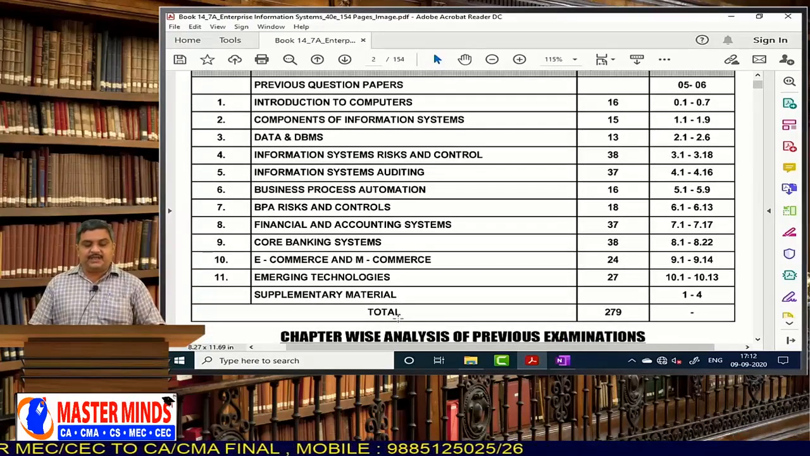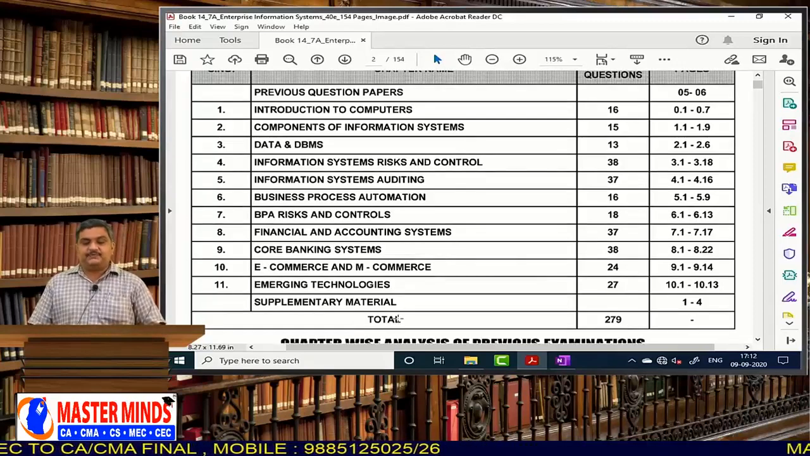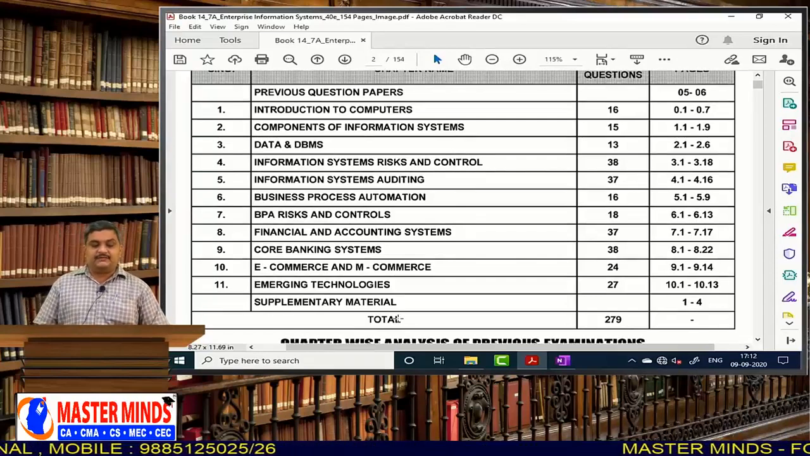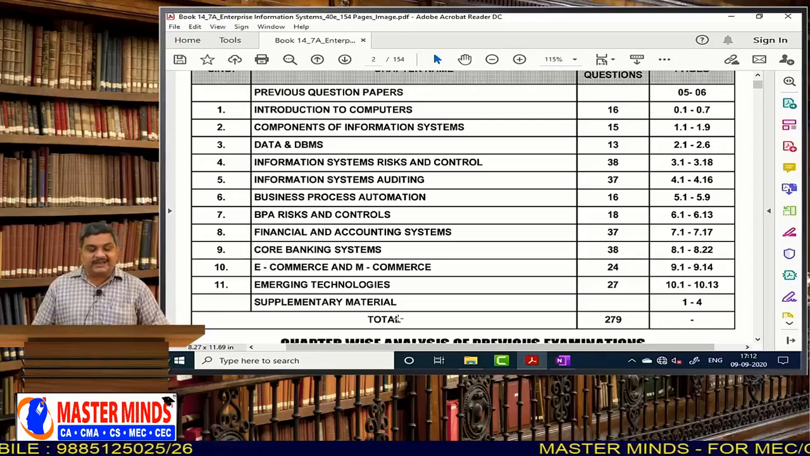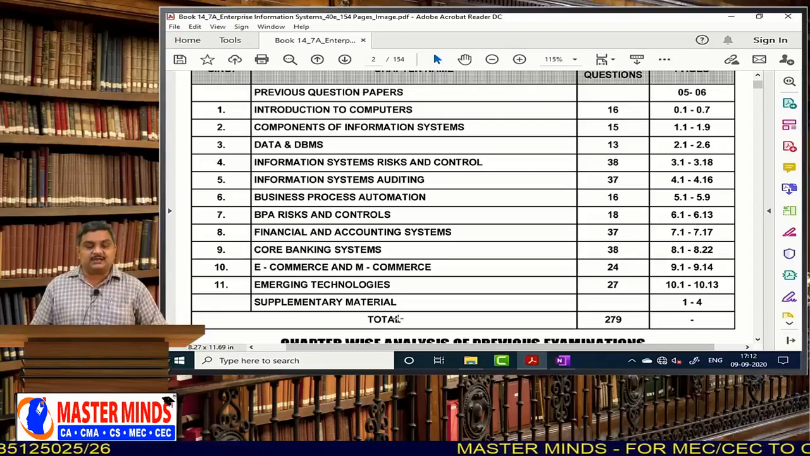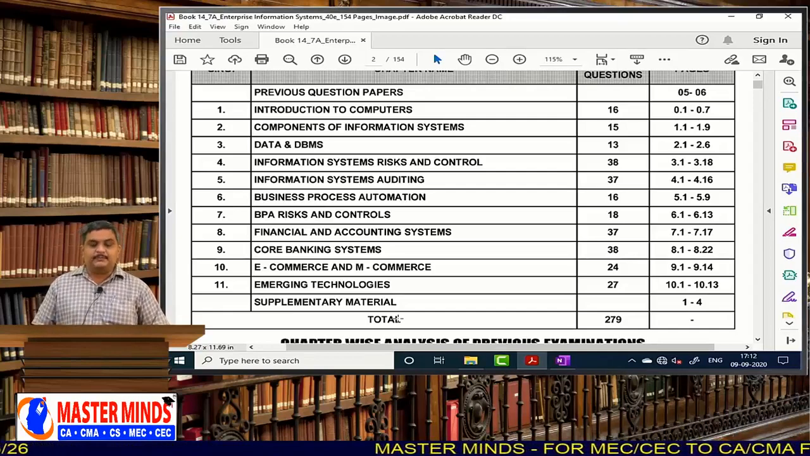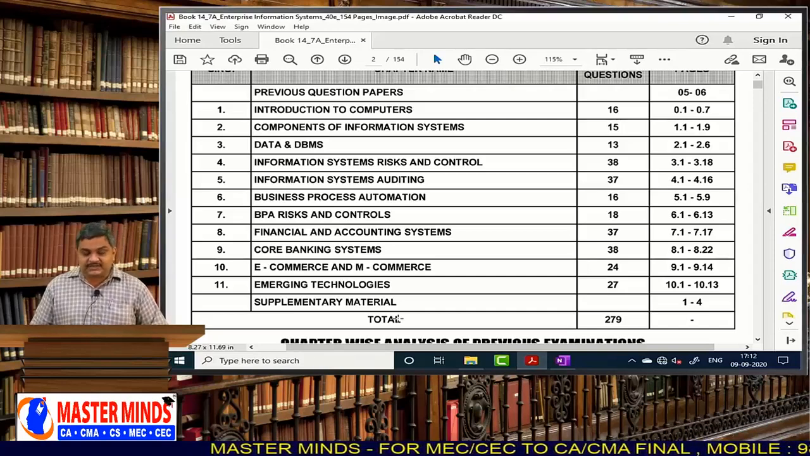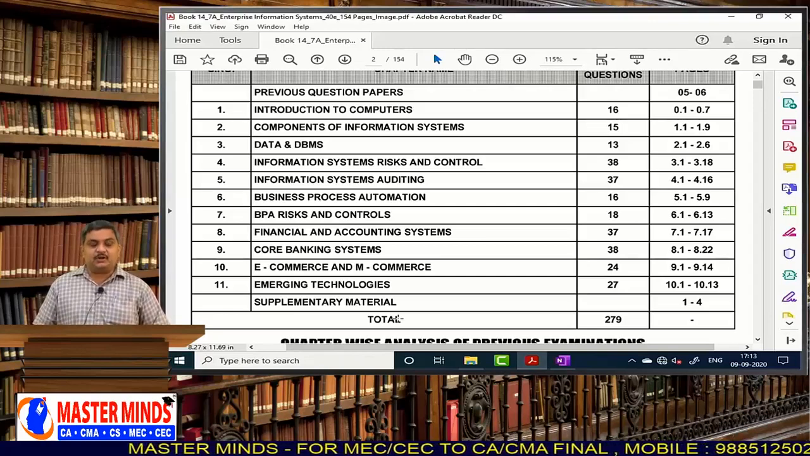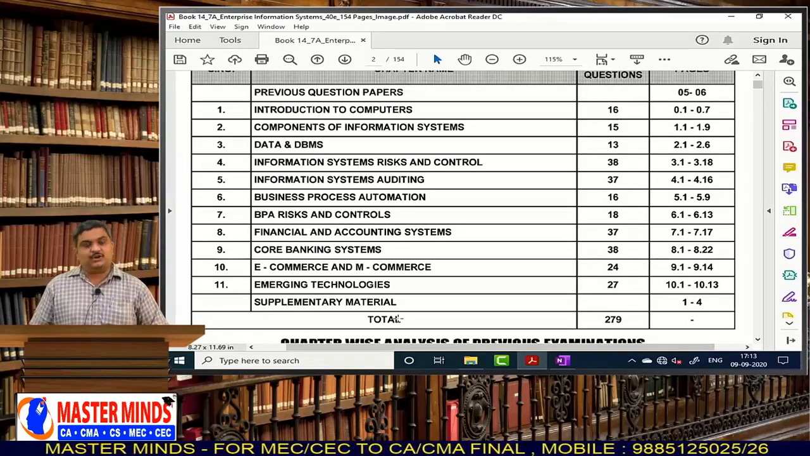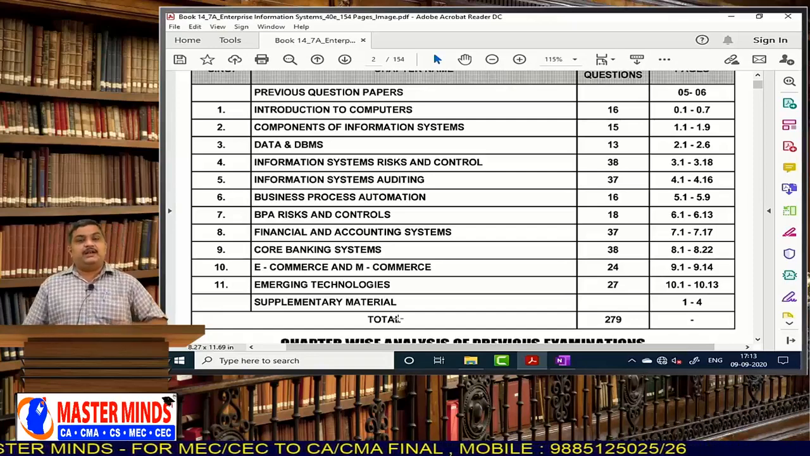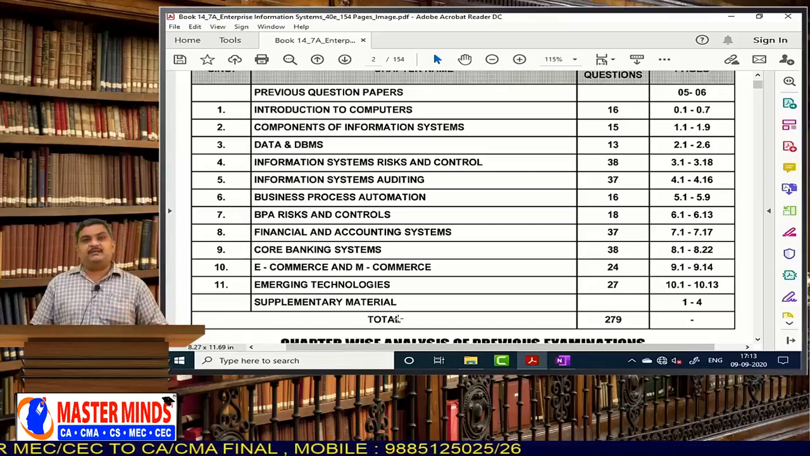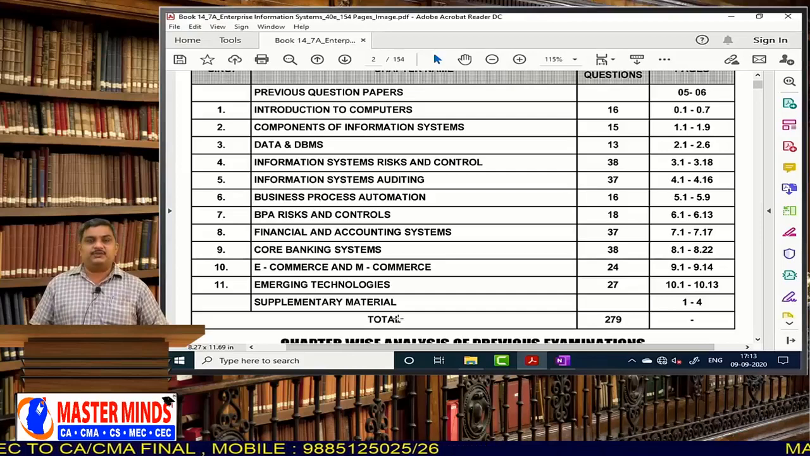In our material, we have chapters like Introduction to Computers, which is purely for academic interest, and we have Components of Information System, Data and DBMS, Information System Risks and Control, Information System Auditing, Business Process Automation, BPA Risks and Controls, Financial and Accounting Systems, Core Banking Systems, E-Commerce and M-Commerce, and Emerging Technologies. In addition to this, we also have supplementary material, which in each chapter we will also refer to.